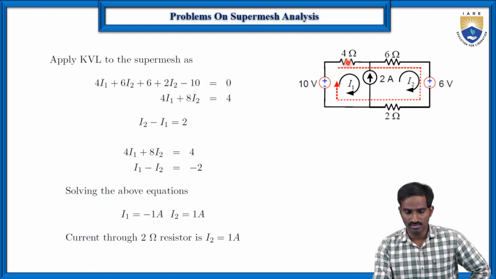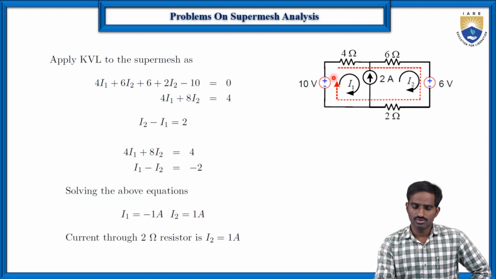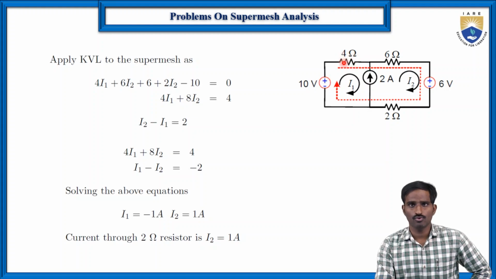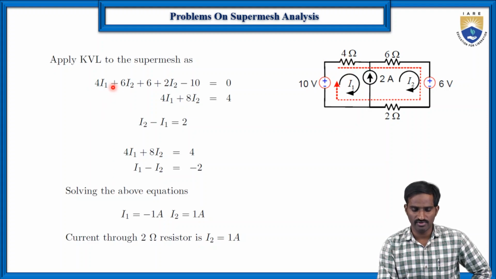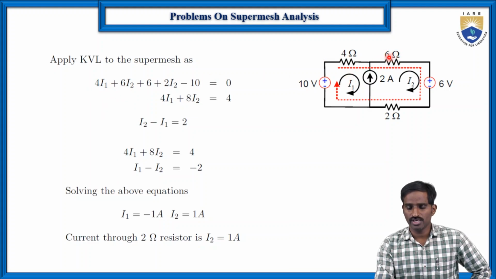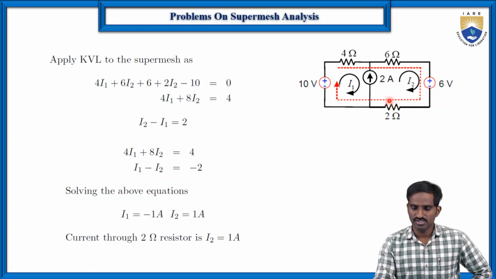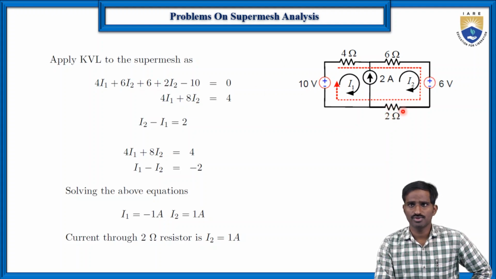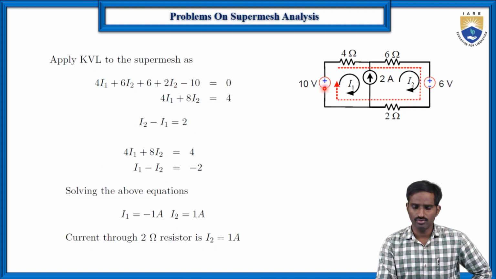So here, the voltage across these 4 ohms plus 6 ohms plus these 6 volts plus these 2 ohms plus this 10 volts. First let us write the voltage across these 4 ohms. Here it is 4 into the current flowing through it, I1. So 4 into I1 plus 6 into the current flowing through the 6 ohms resistor, which is I2 that we considered. So 6 into I2. Here it is minus 2 plus, so plus 6. And again the current flowing through this 2 ohms resistor is I2, so 2 into I2, but here it is minus 2 plus, so minus 10 is equal to 0.